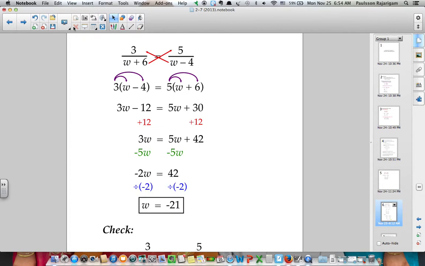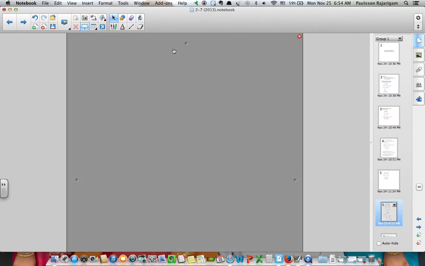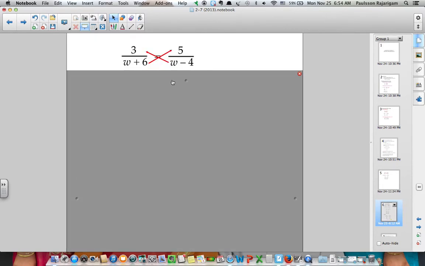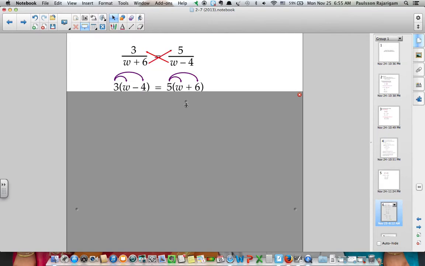One more problem. This is a problem that's harder to do in your head without showing all the work, so you can see what you've done. You're going to use the cross products. So 3 times quantity w minus 4 and 5 times quantity w plus 6.